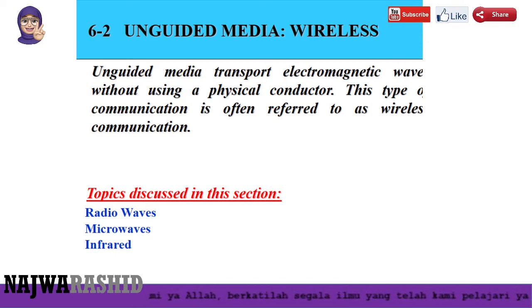So in this video, we will discuss the unguided media, or wireless, as the medium for transmitting the signal. Unguided media transport electromagnetic waves without using a physical conductor. So it goes through the air. This type of communication is often referred to as wireless communication. Why do we need wireless communication? Because we want to reduce the space that we have. Okay, then the unguided media is implemented.